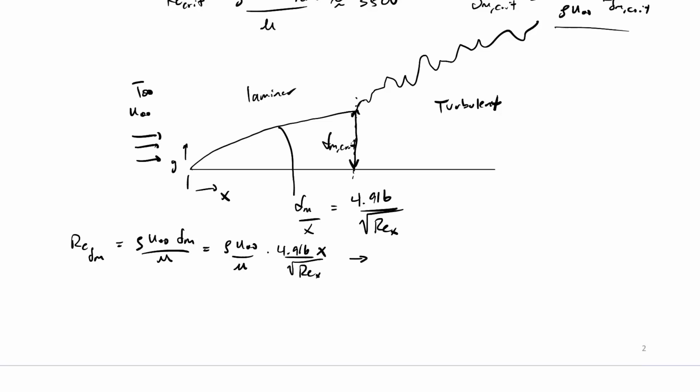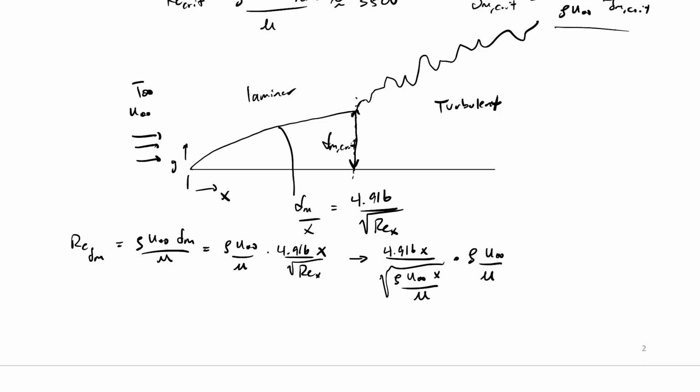Let's write out the Reynolds number, which is 4.916x divided by the square root of rho u infinity x over mu, right? Again, Reynolds in terms of x in the denominator there. A little bit more algebra. What we want to do is simplify this down. Oops, sorry, I'm missing the stuff that comes along. We had rho u infinity over mu coming along as well, right? So we've got rho u infinity mu appearing in two places.